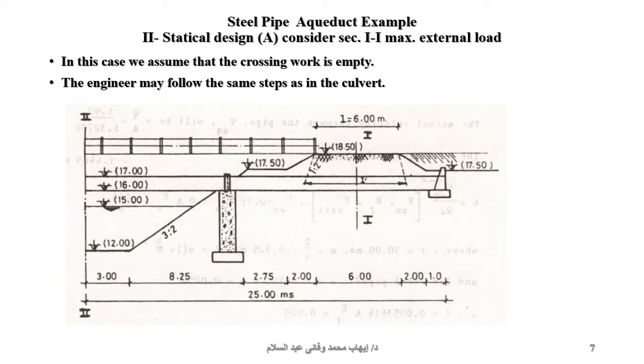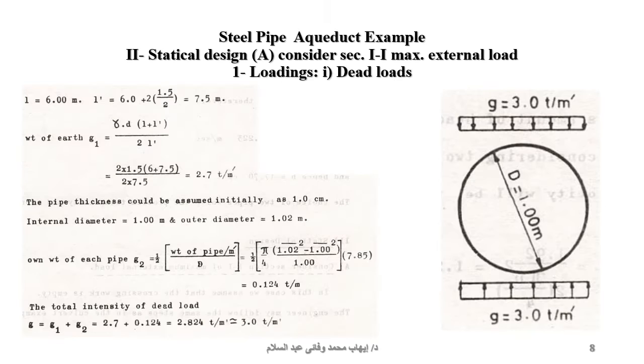Statical design A. Consider section II external loads. In this case, we assume that the crossing work is empty. Very important. The engineer may follow the same steps as in the culvert. In this case, L equal 6 meter, L dash equal 7.5 meter.